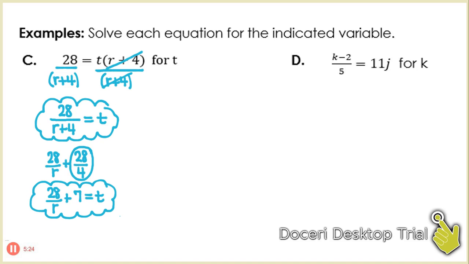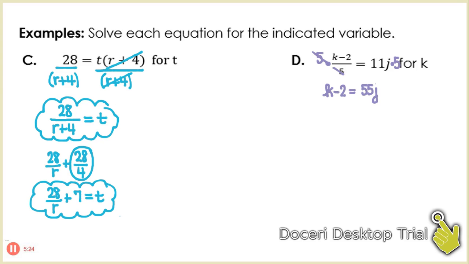And letter D, we're going to solve for k. So we have k minus 2 all over 5 equals 11j. So if we notice on this one, the k is in the numerator on the left. It's being subtracted by 2 and then divided by 5. Now this is the one that has the long division bar that kind of acts as a grouping symbol. So we're actually going to undo the division first with multiplication. So we're going to multiply both sides by 5. And we get k minus 2 equals 55j.